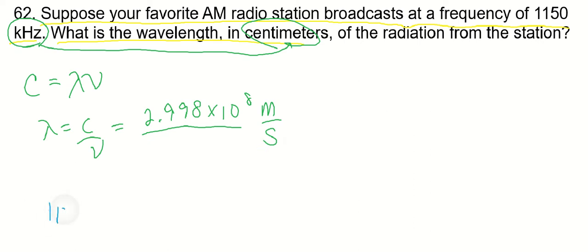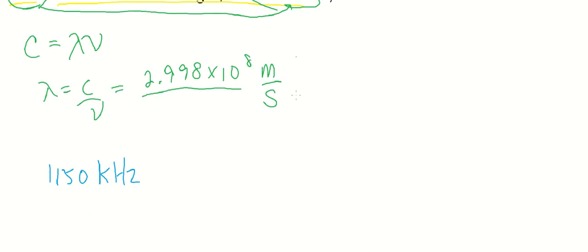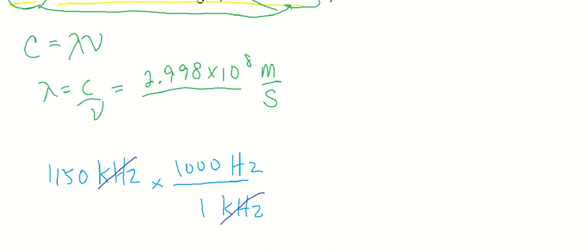So we're given 1150 kilohertz. Let's get rid of kilohertz. So we need a conversion factor with kilohertz on the bottom and hertz on the top. We know there's 1,000 of the base units in a kilo of that base unit. Kilohertz cancels out.